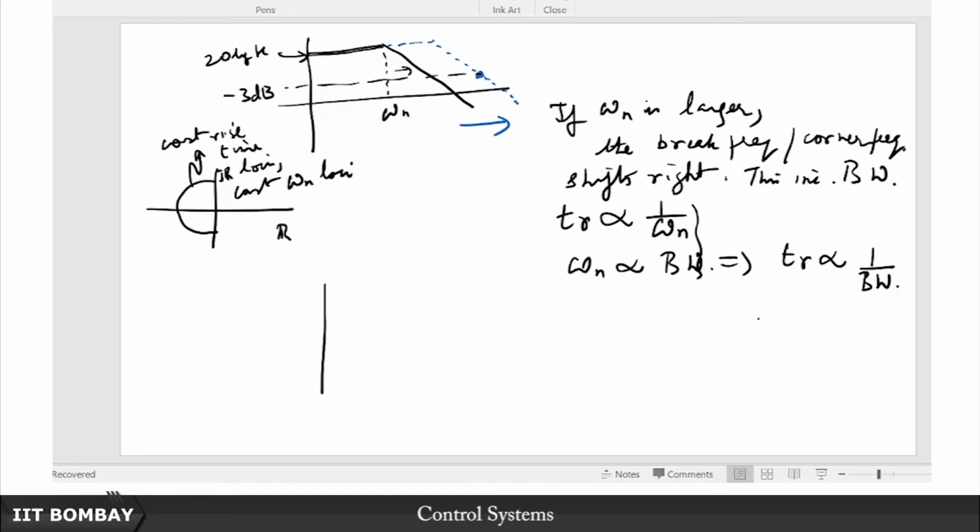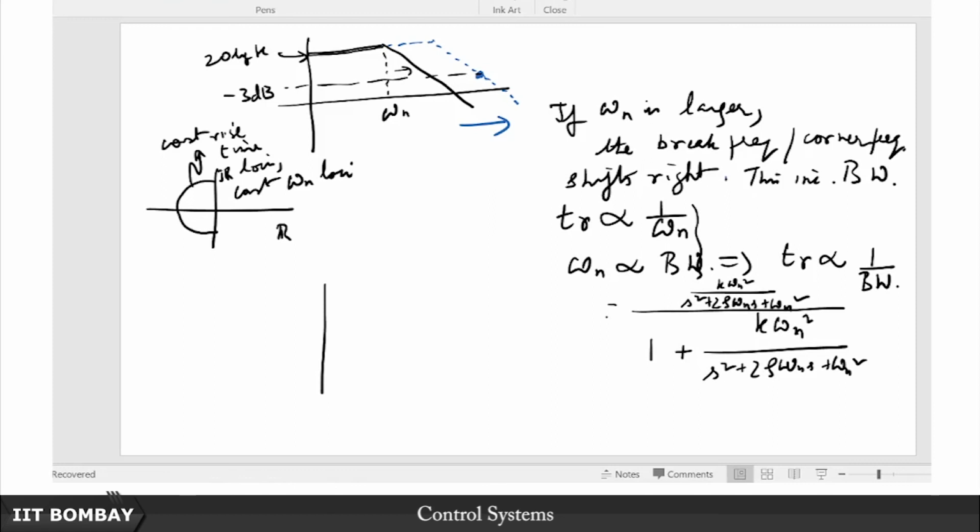So you have k omega n squared upon s squared plus 2 zeta omega n s plus omega n squared. Then you have the characteristic polynomial. This is going to sit in your denominator. Of course, in the numerator you will have k omega n squared. So this is going to be a G closed loop.